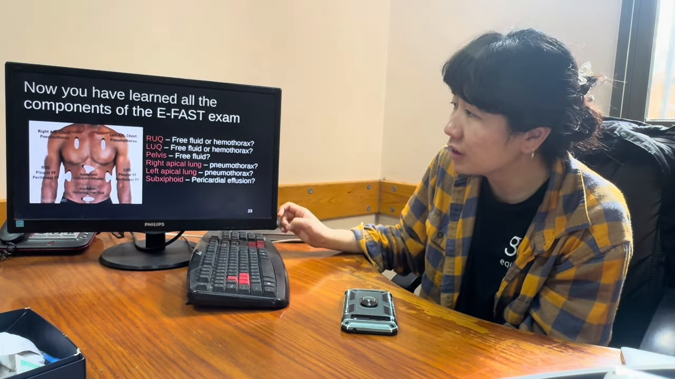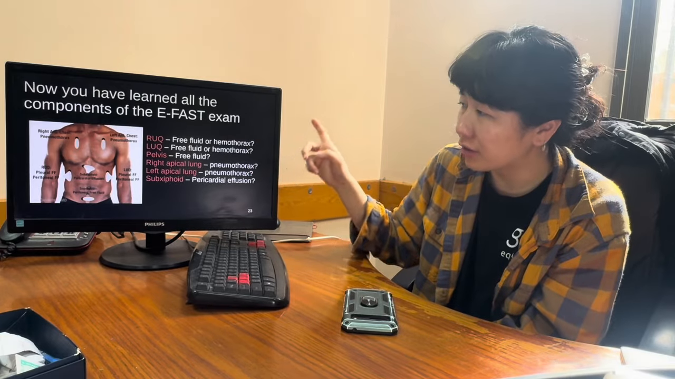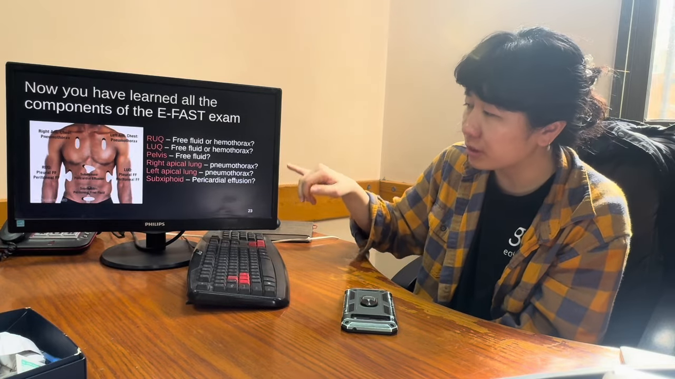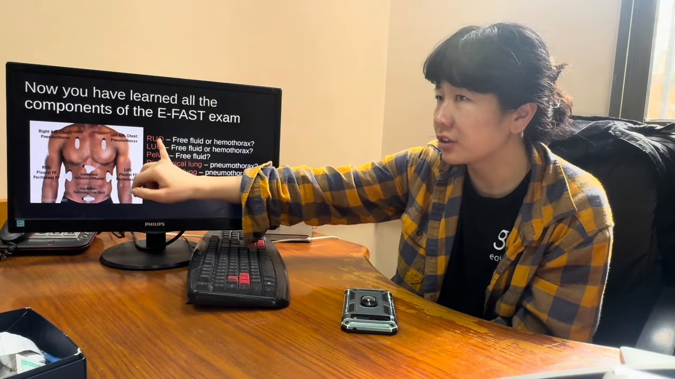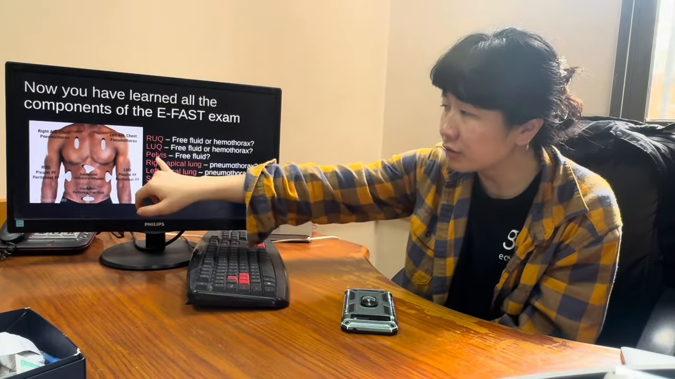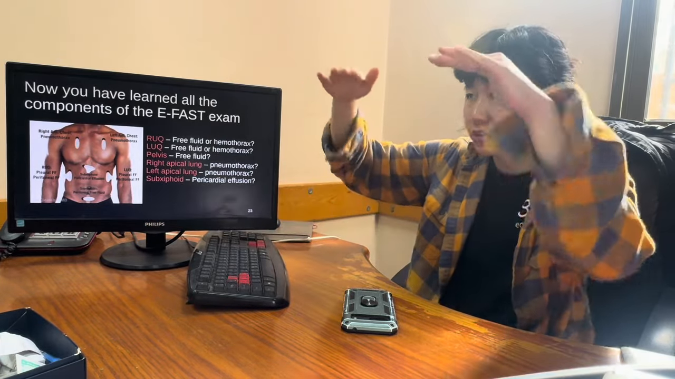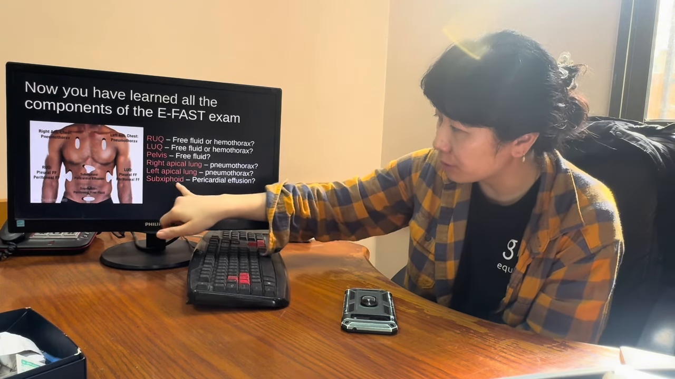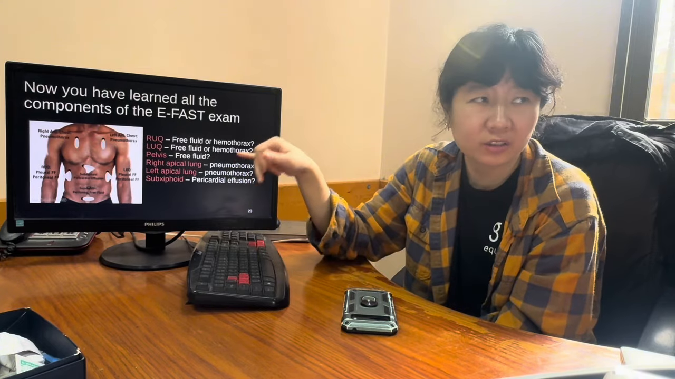Okay, so the summary, we're wrapping up. We talked about all the components of the EFAST exam. Dr. Fahed explained about right upper quadrant, left upper quadrant, and pelvic, and also introduced us to the subxiphoid view last time. For the right and left upper quadrants, we're asking is there free fluid in the abdomen, and also is there hemothorax. For the pelvic view, we're asking is there free fluid in the pelvis. For the right and left apical lung, whether they're sitting up or laying flat, is there hemothorax. And for subxiphoid, is there pericardial effusion. So we're mainly finding things that need to be intervened on right away that can cause hypotension in a trauma patient.